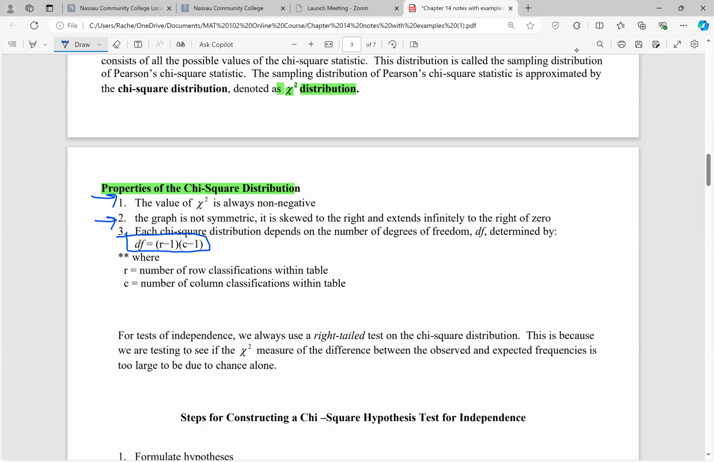Whenever we test independence, we use a right-tailed test on the chi-square distribution. This is because we're testing to see if the chi-square measure of the difference between the observed and the expected frequencies is too large to be due just to chance alone.